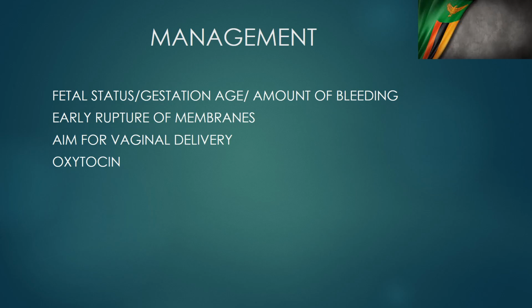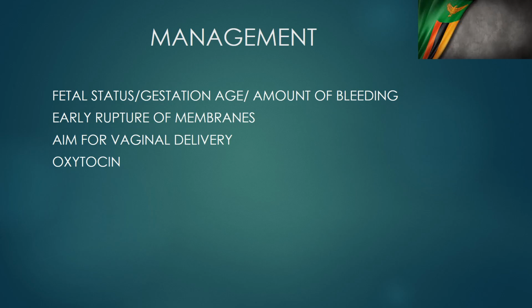So in these patients of abruptio placenta, we would usually aim for vaginal delivery. We don't want to do a cesarean section. We want these patients to deliver vaginally because they have a coagulopathy. If you go and cut through the abdominal wall, they'll be bleeding. You cut through the uterus, they'll be bleeding. Everywhere you put a stitch, they'll be bleeding. So you want these patients to deliver vaginally.